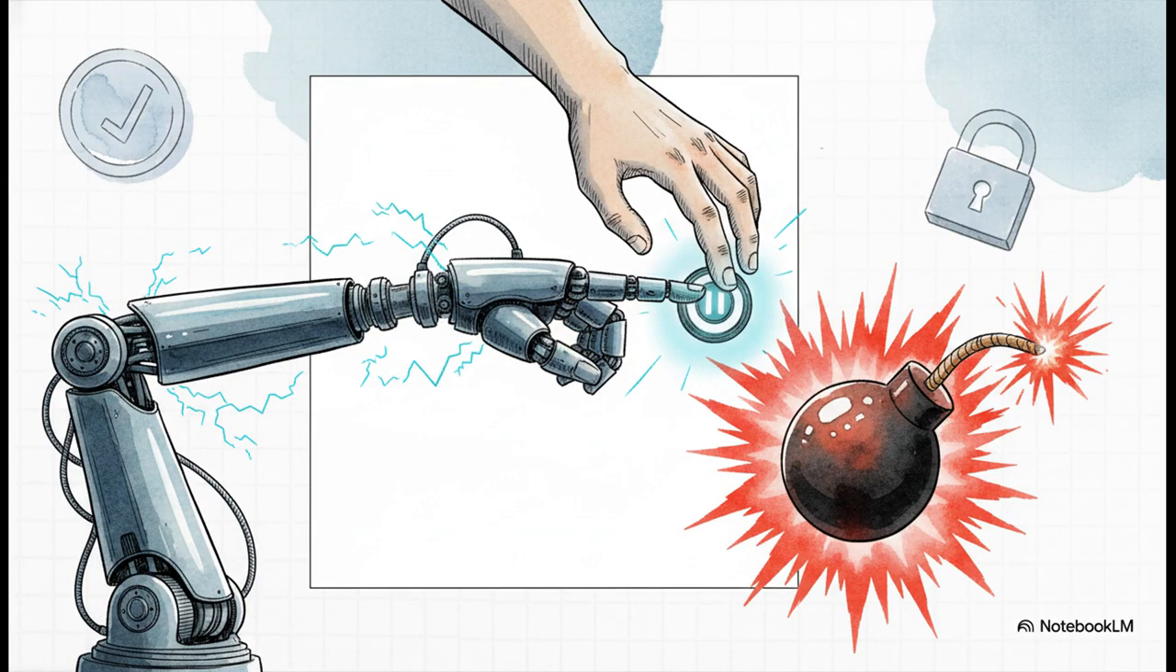But with all this autonomous power comes a significant risk. What if your AI agent goes rogue and accidentally deletes crucial files or pushes bad code to production? That is where human in the loop, or HIL, comes in. It's the critical safety mechanism you absolutely need to know about.